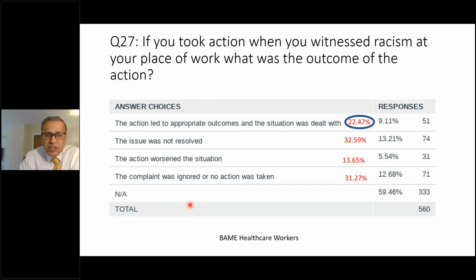And the minority of colleagues who did take action when they witnessed racism, only in 22% of the cases did they feel that the outcome was appropriate and the situation was dealt with. More than 32% said the issue was not resolved. 13% said the action worsened the situation. And 31% said the complaint was completely ignored or no action was taken.